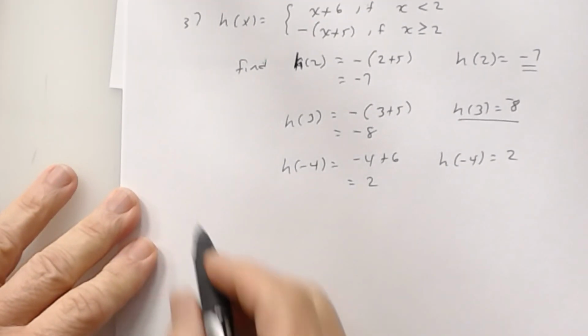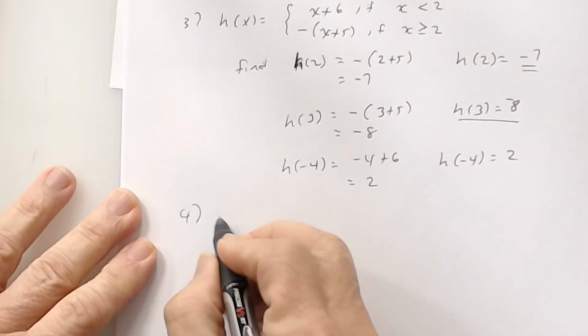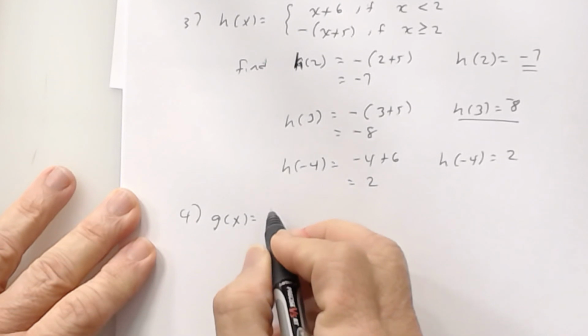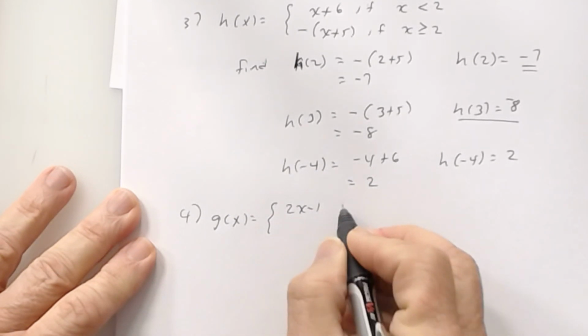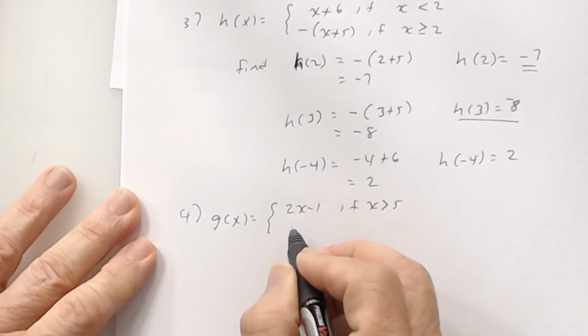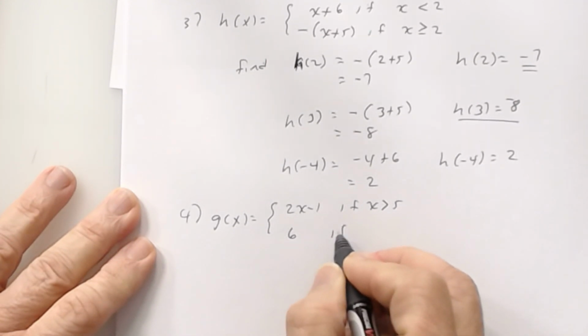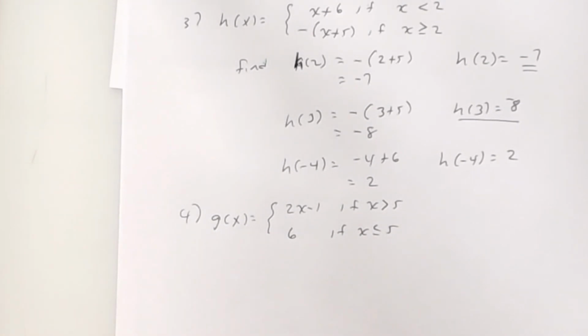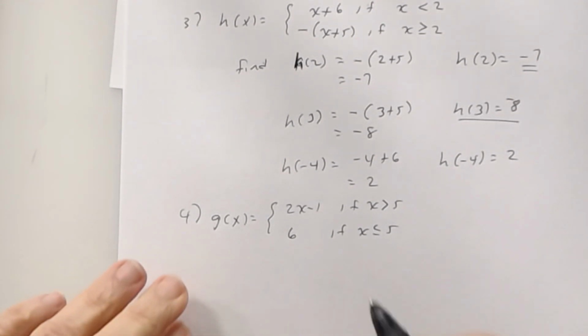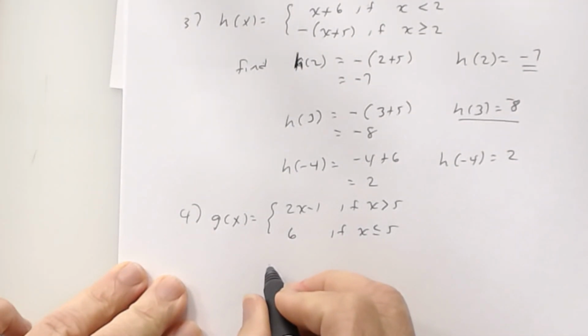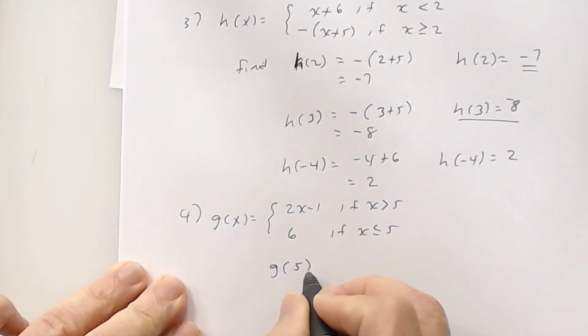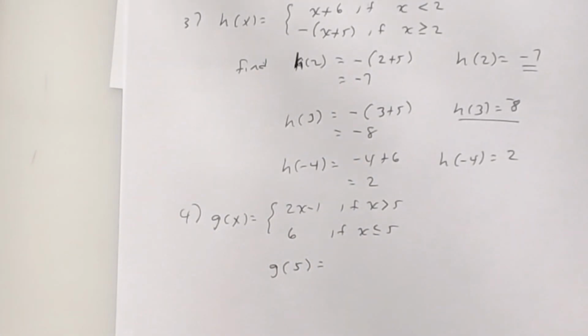All right, number 4. Suppose you're told that g of x equals 2x minus 1 if x is greater than 5, 6 if x is less than or equal to 5. And let's suppose we want to find g of 5.